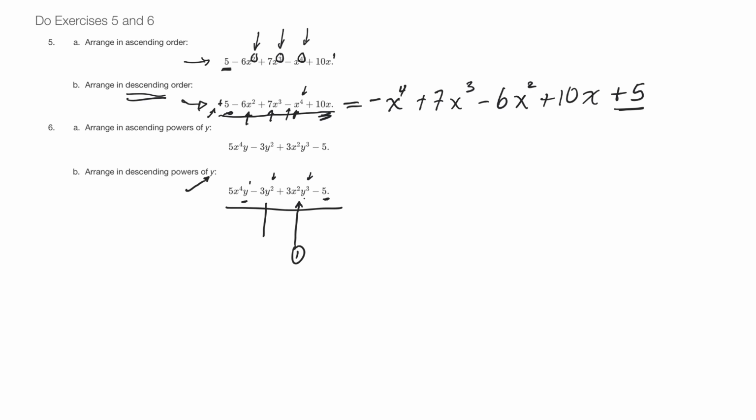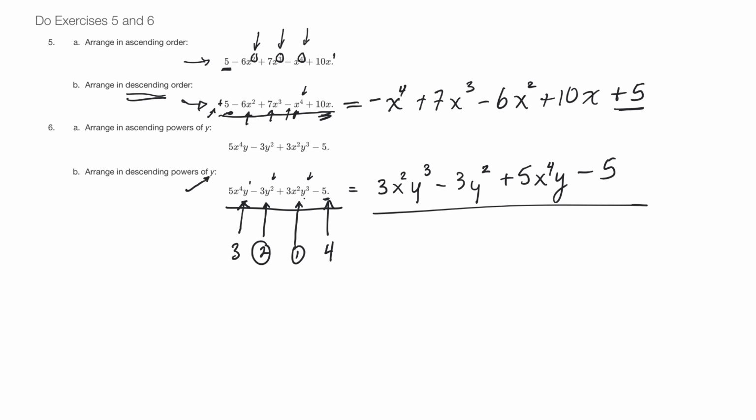And then this one has 2 y's. I'd write that one second. This one just has 1 y, so I'll write that third. This one doesn't have any y's. I'll write that last. So I would write this as 3x squared y cubed, and then minus 3y squared, and then plus 5x to the fourth y, and lastly minus 5.